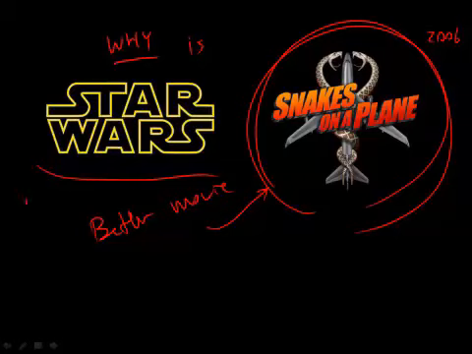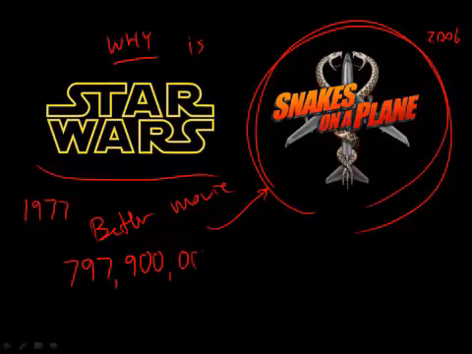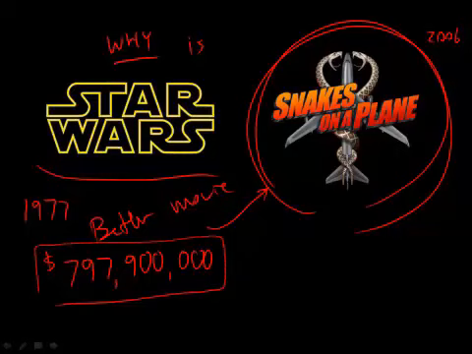So Star Wars, which originally came out in 1977, since then, internationally has earned $797,900,000. So getting up onto $800 million. Okay, well that's just one measure. Well, Snakes on a Plane in its entire history earned $33,900,000. So about 1/20th the amount. So there's a metric that shows one is more successful than the other.